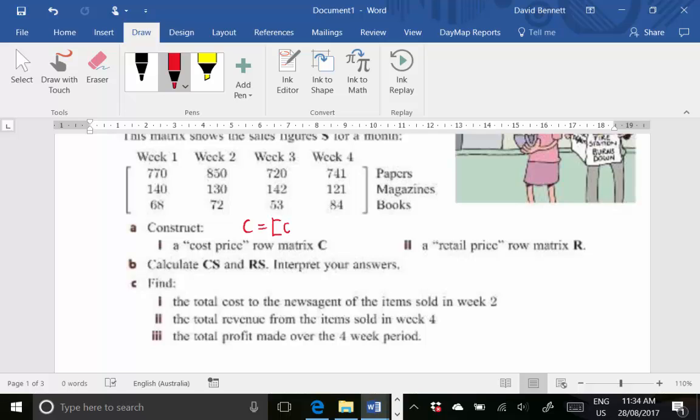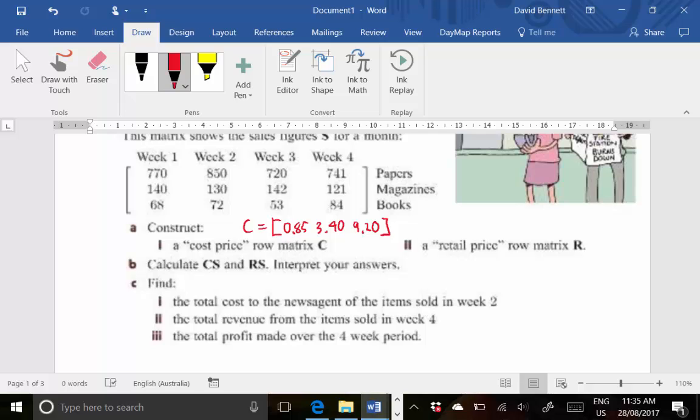So it's going to be 85 cents for a paper. It's going to be $3.40 for a magazine. And it's going to be $9.20 for a soft book. So that's my cost matrix.